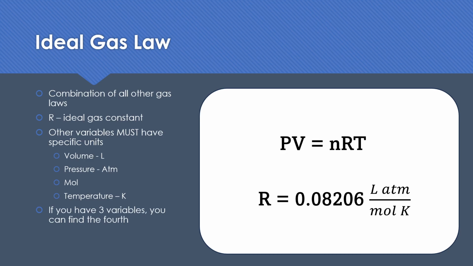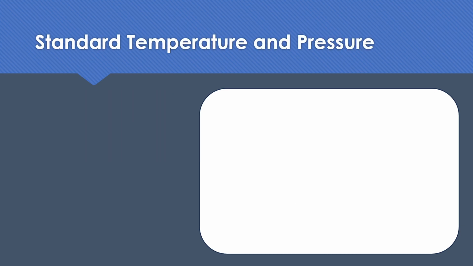Now, before we work some problems, we need to talk about a specific designation called standard temperature and pressure, or STP. STP designates a temperature and a pressure. The temperature is 273 K, and the pressure is 1 atmosphere. So when you see the term STP, it's giving you those two variables. You just need one other one, and you can find the fourth. If you have volume, you can find moles. If you have moles, you can find volume.